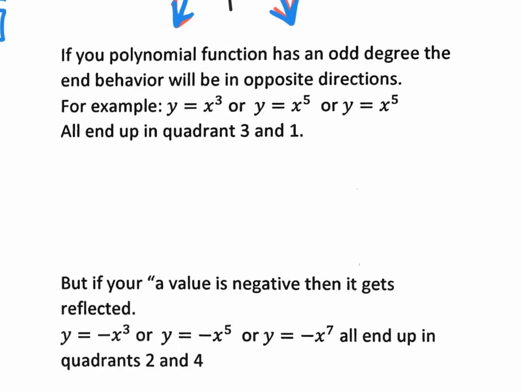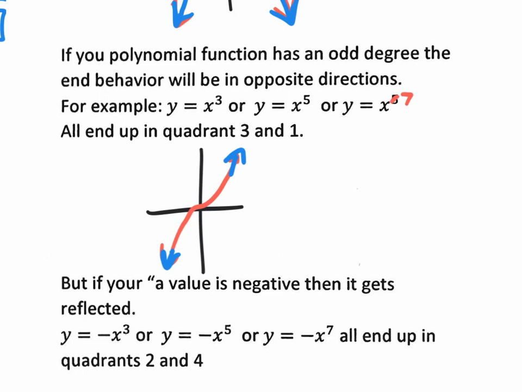Same thing with x to the third, x to the fifth. This should have been x to the seventh. Sorry, typo right there. X to the seventh. Those are all going to look like the end behavior like that. Some snake-like curve, right? But the end behavior is up here in quadrant 1 and down here in quadrant 3.